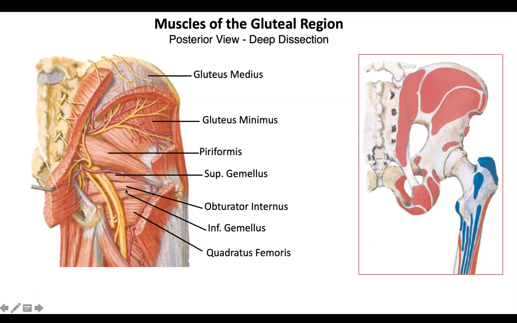The piriformis, obturator internus, superior gemellus, inferior gemellus, quadratus femoris, all these muscles are the lateral rotators of the hip joint. These are the deep gluteal muscles. These are the lateral rotators of the hip joint. Mainly, the major lateral rotator of the hip joint is the quadratus femoris muscle.